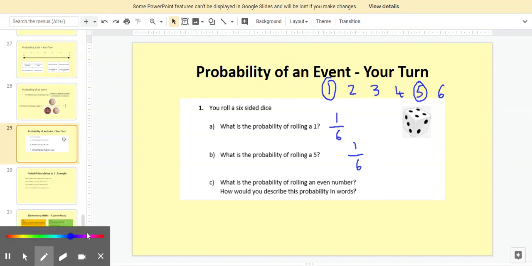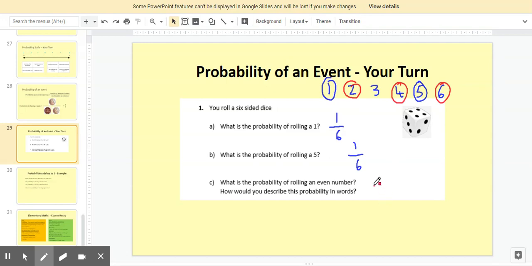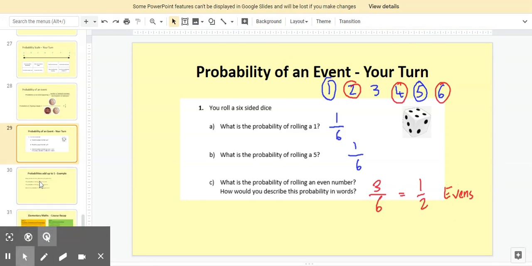The next question is slightly different, and this was stretching our knowledge on probability a bit. And here it's supposed to say, what is the probability of rolling an even number? Well, we have here 2, 4, and a 6. So we could say there's 3 out of a possible 6, which is the same as a half, or we could say that was evens. There was an even chance.